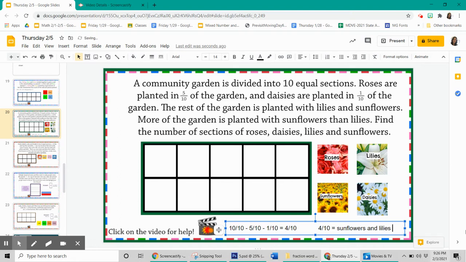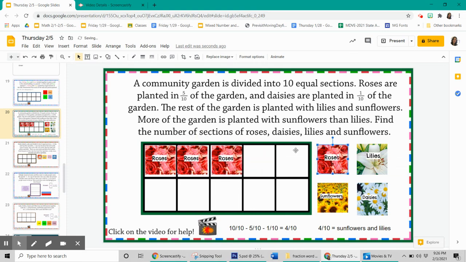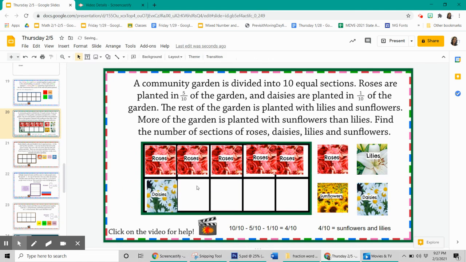So this is what it looks like if you're trying to write it out numerically, which you can do if you want a challenge. Just solve it with the numbers, but I highly suggest that you use the pictures. So let's go ahead and start this. So roses are 5/10. 1, 2, 3, 4, 5. And daisies are 1/10. Okay, how much is left over? 1, 2, 3, 4. 4/10 left over.